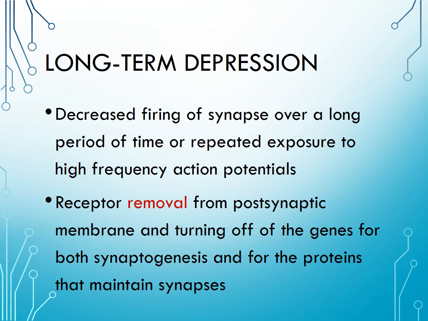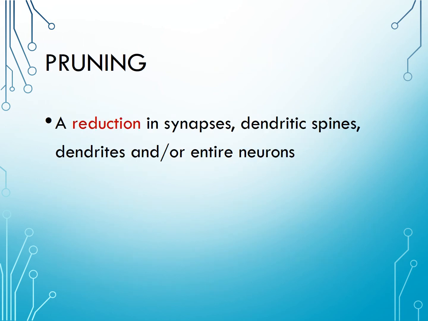Long-term depression and long-term potentiation are both more permanent types of changes, whereas sensitization and short-term depression are reversible, more temporary changes. Long-term depression can go to the extent of pruning, or pruning can occur because a synapse failed to form to begin with. Pruning involves reducing the number of synapses, taking away dendritic spines, removing a full dendrite, or even eliminating an entire neuron.